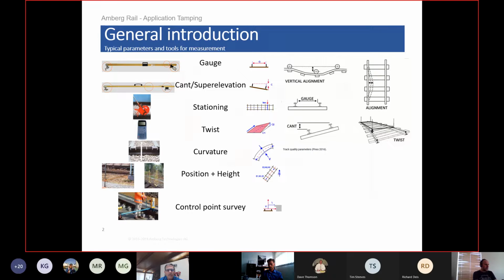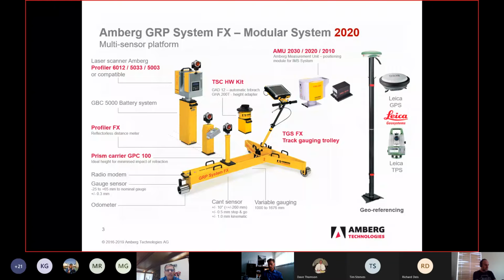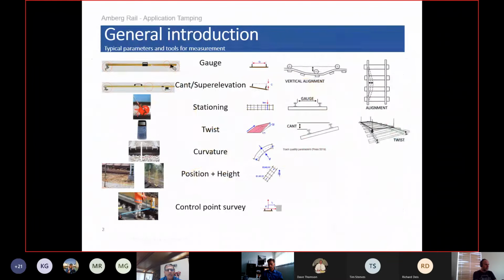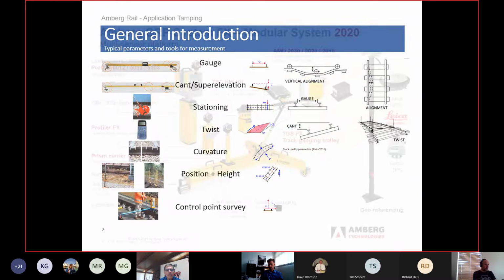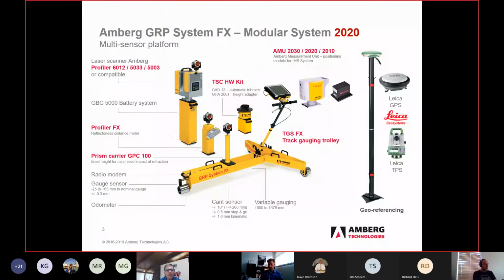So what the Amberg does is it's one tool that measures everything. So all of those parameters, gauge, super elevation, stationing, twist, curvature, position, height, you're going to measure with this. So it's a modular system. There's a lot of different things you can get for it.